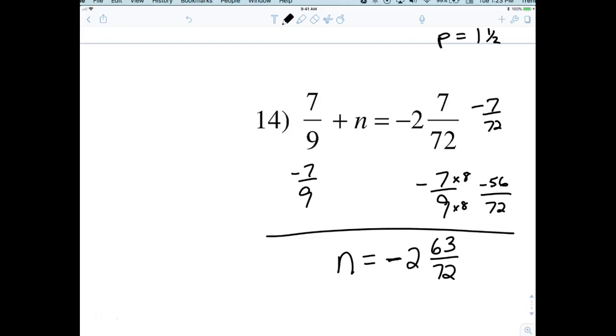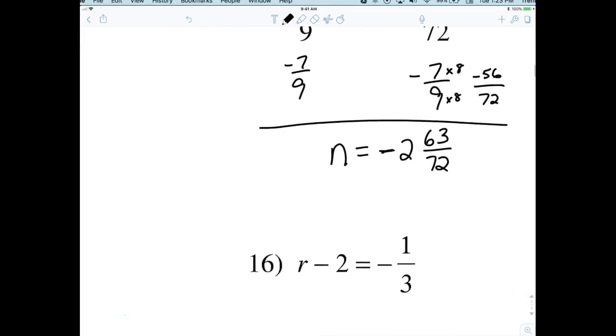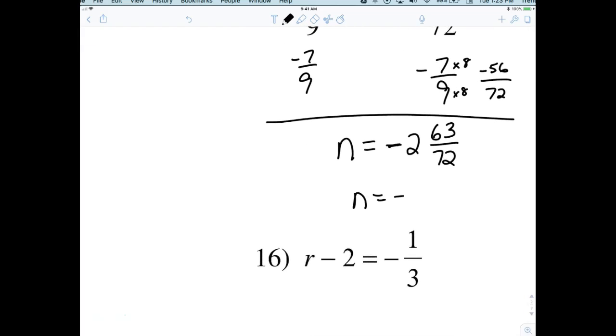Rounded. And then we can simplify. Because the 63 over 72 can both be divided by 9. So n is equal to negative 2 and, is that right? 7/8. Because we divided by 9.